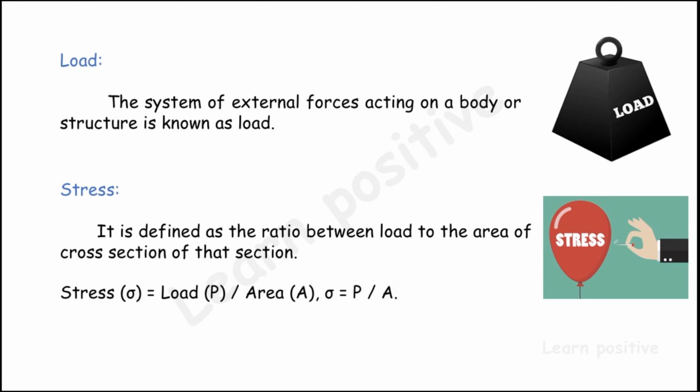We can calculate the stress by the formula: the ratio between the load and the area of cross section of that section, that is, load by area. By using this formula, we can calculate the pressure given by the boxer over the area of the punched region. So the ratio between them is the stress, and due to stress there will be a strain.